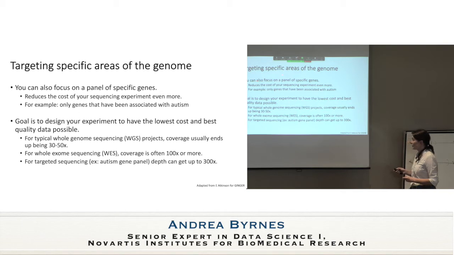You can also focus on a panel of specific genes. So if we could target everything that gets coded, you could imagine, oh yeah, Dan. Just to understand the motivation for the exome sequencing, is that what you would want to do? Is the main reason you want to do that because you want to study rare variants and you don't want to spend the money on whole genome sequencing?